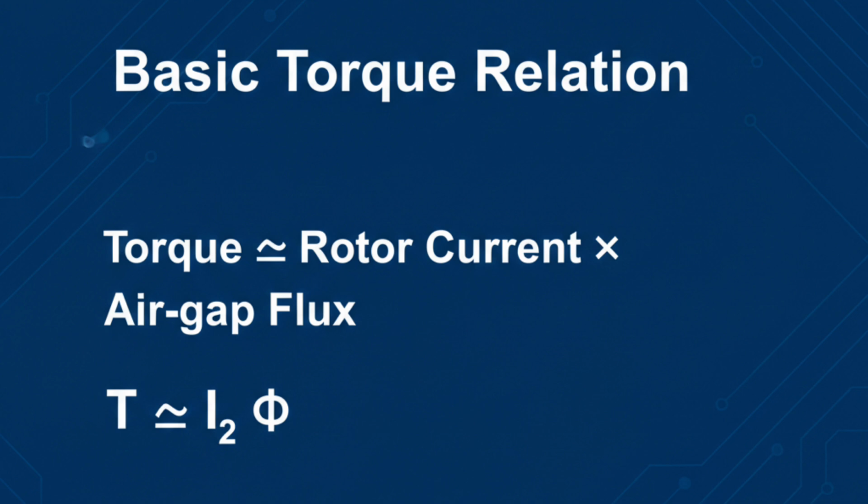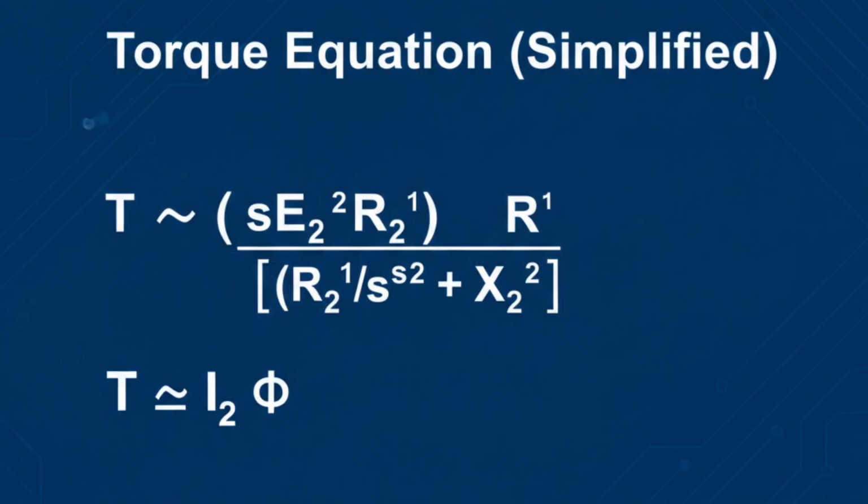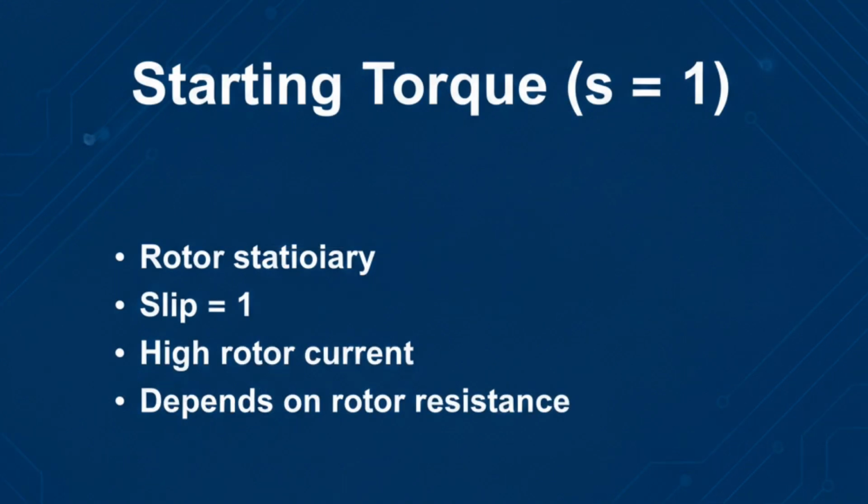Now let us move to the practical torque equation used for analysis. When we derive the expression using the equivalent circuit of an induction motor, we obtain a relation in which torque is proportional to slip multiplied by the square of the rotor-induced EMF and rotor resistance, divided by the sum of the square of rotor resistance divided by slip and the square of rotor reactance. Although this expression may look complicated at first, it is very important because it clearly shows how torque changes with slip and how rotor parameters affect the performance of the motor.